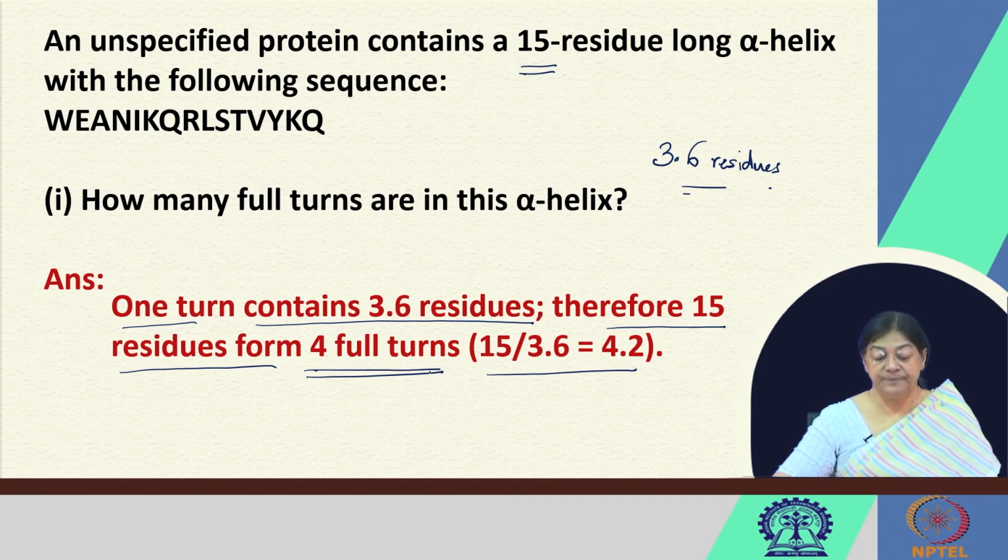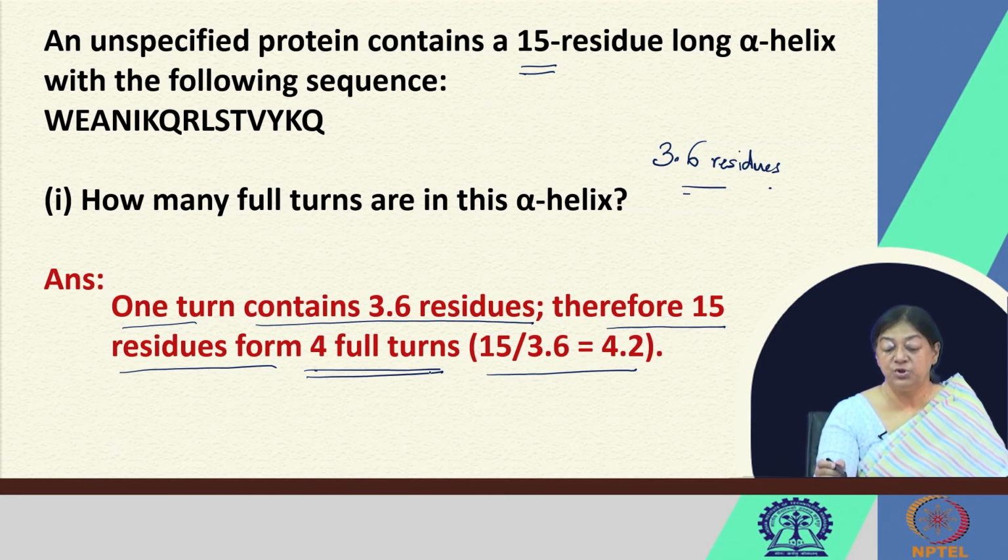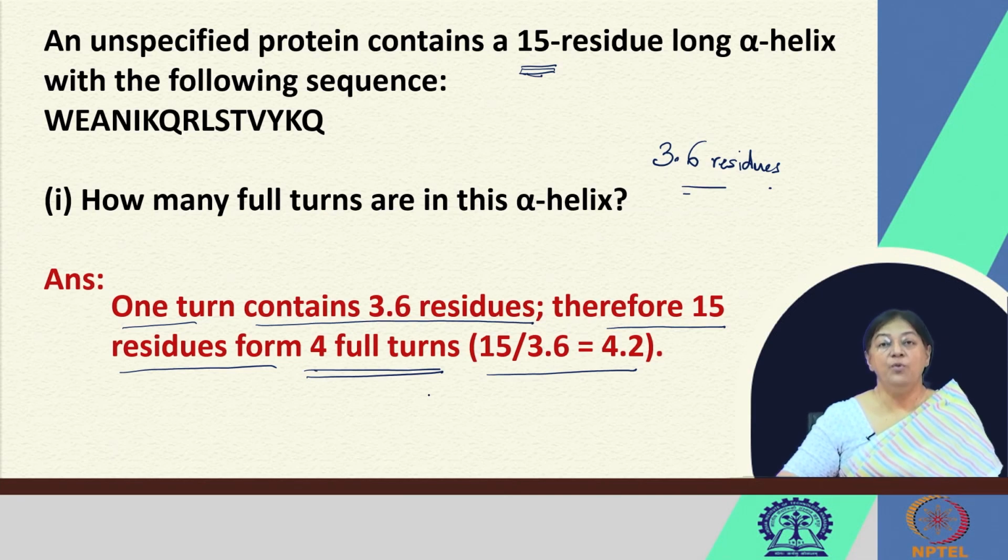So, the question is that how many full turns we would expect. Depending upon the length of the helix that we have and a knowledge that one turn is going to be 3.6 residues, we can find out how many residues or how many turns there are for this particular helix.